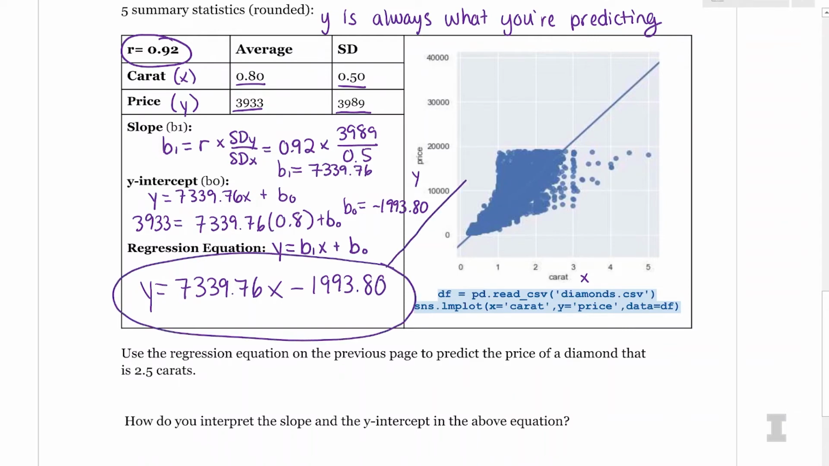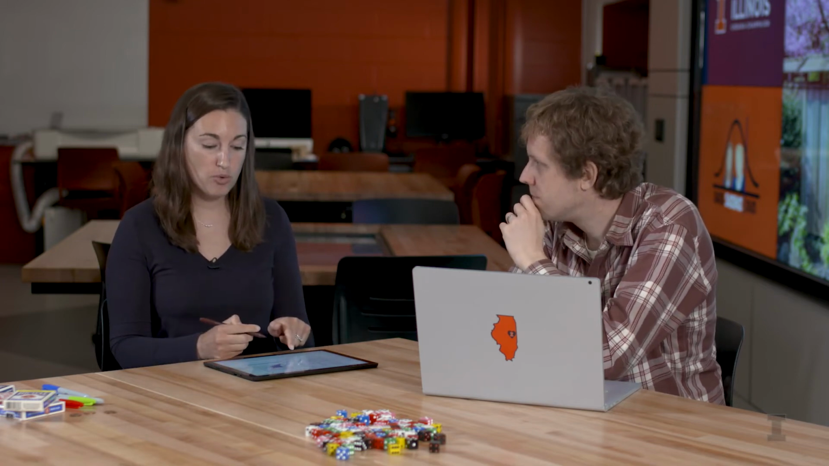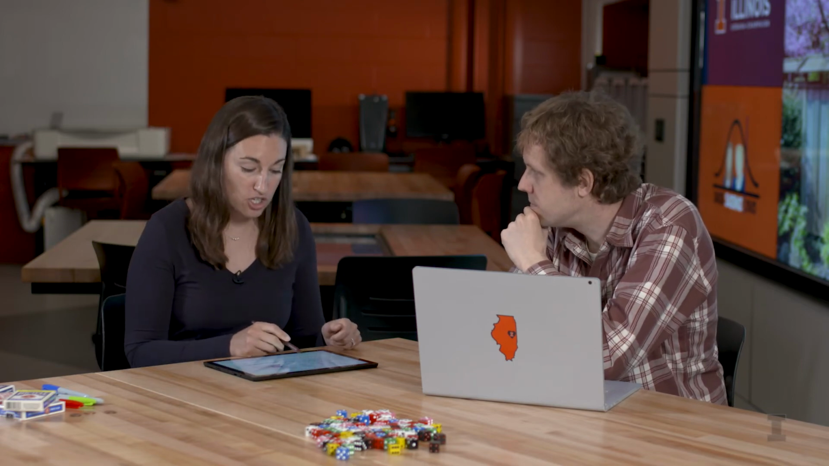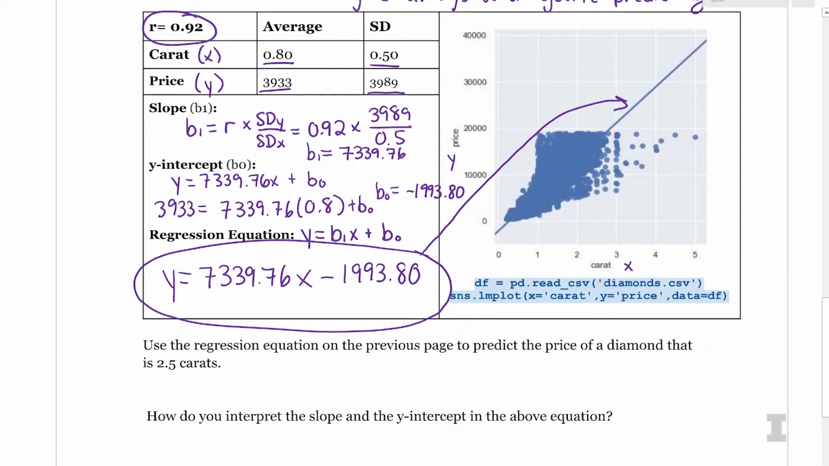So this is the equation of this line in slope-intercept form. So why did I care about that? Who cares what the equation of this line is? Well, the nice thing is I can use this regression equation to make predictions. It says to use the regression equation to predict the price of a diamond that is 2.5 carats. So this is saying if x is equal to 2.5 carats, what is this value of y? And I can look at my graph and kind of estimate it, but I don't know the exact value. But what I can do is just go ahead and plug in x into my equation and it will give me a y.